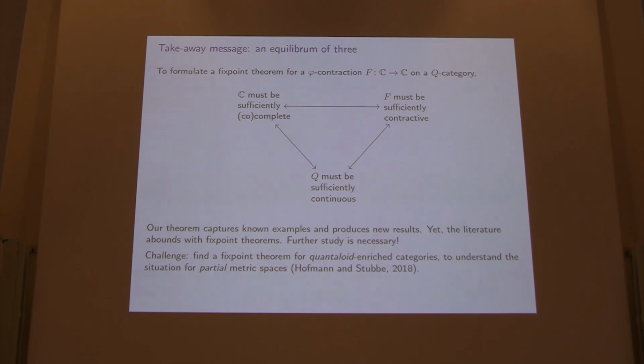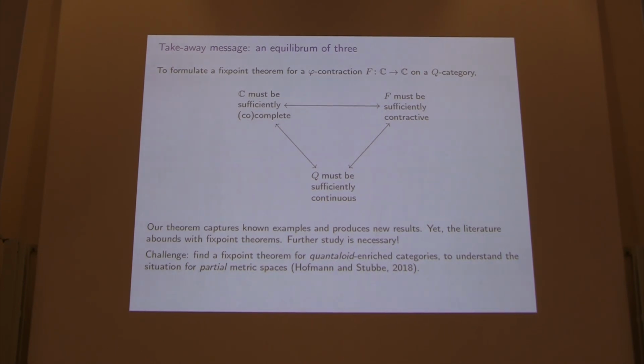So our result captures known examples and produces some new results, but we still have to work a little to find more examples. But the real challenge, in my opinion, and that's why I insist on not having symmetry on the quantale, would be to find such a fixed point theorem for quantaloid-enriched categories, so bicategory-enriched categories, because I'd like to understand better the situation for partial metric spaces, which are metric spaces in which self-distance can be different from 0, and which are quantaloid-enriched categories instead of quantale-enriched categories.